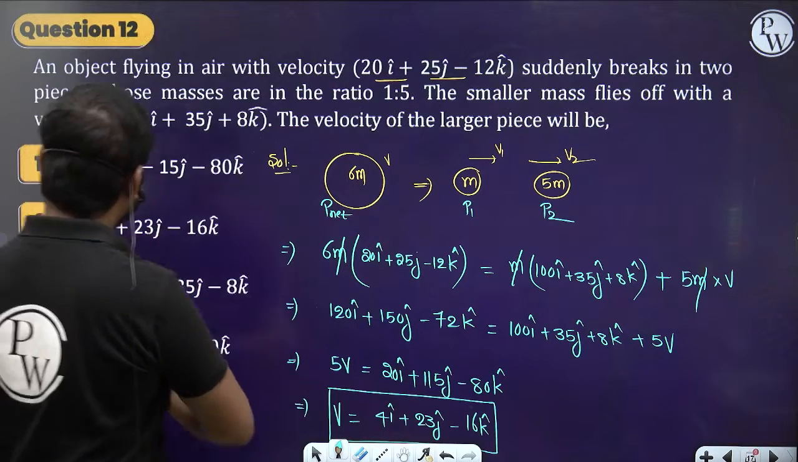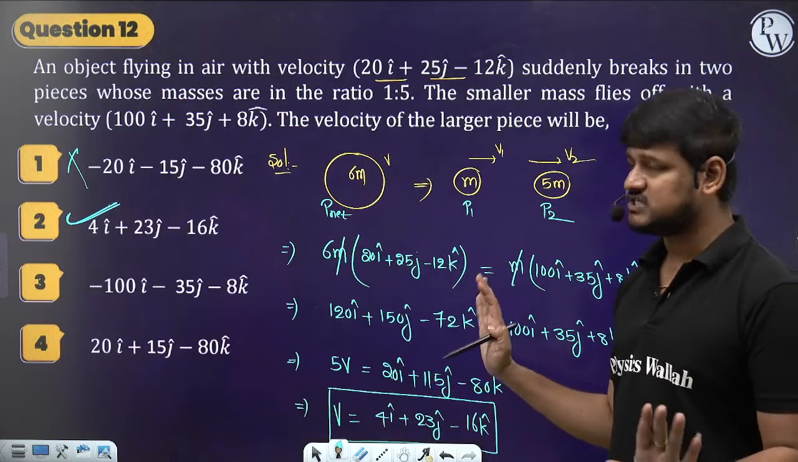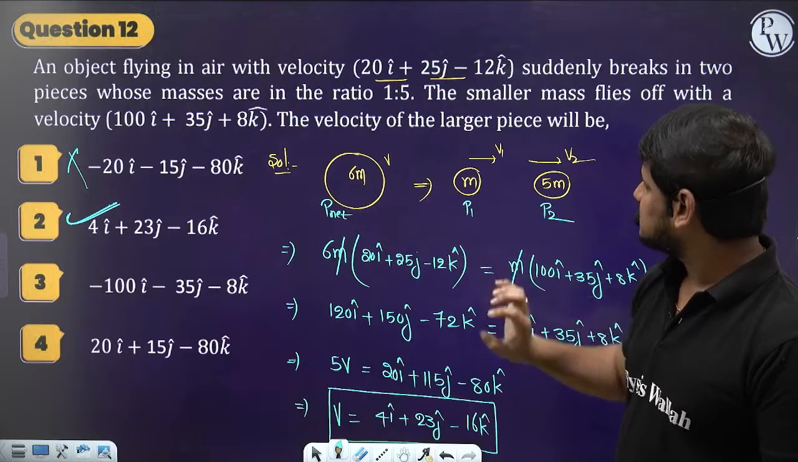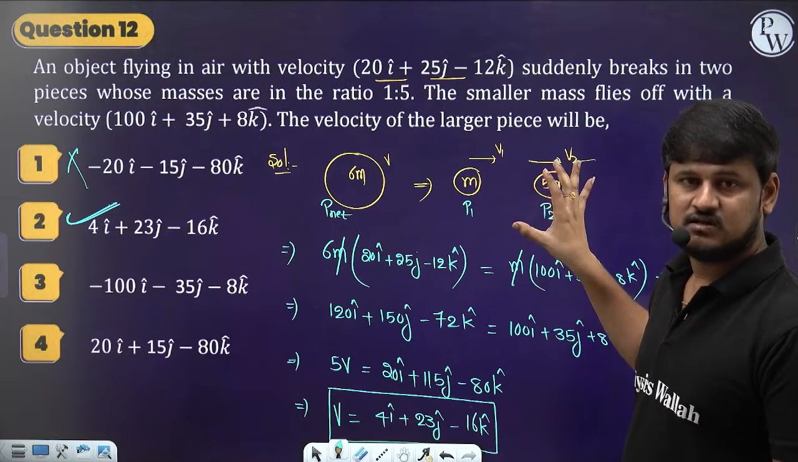Yes, option 2 is the correct one. Done. Simple procedure. Initially it is not at rest, that's why its mass into velocity must be equal to the momentum of the other two parts. That's it. Clear?